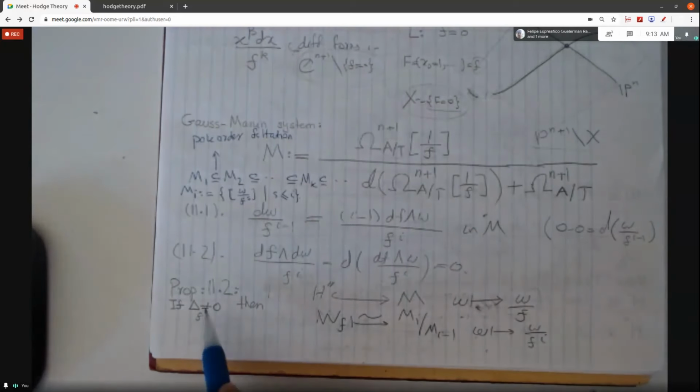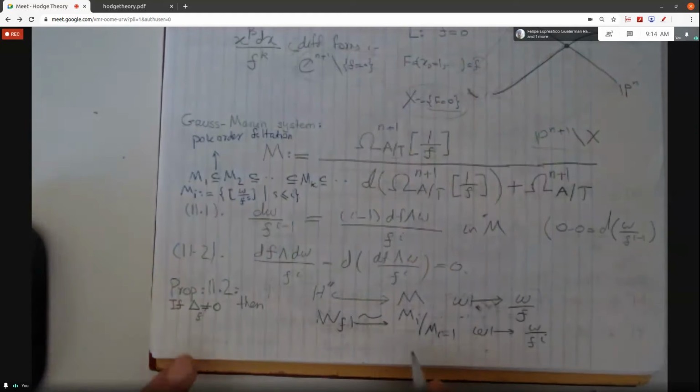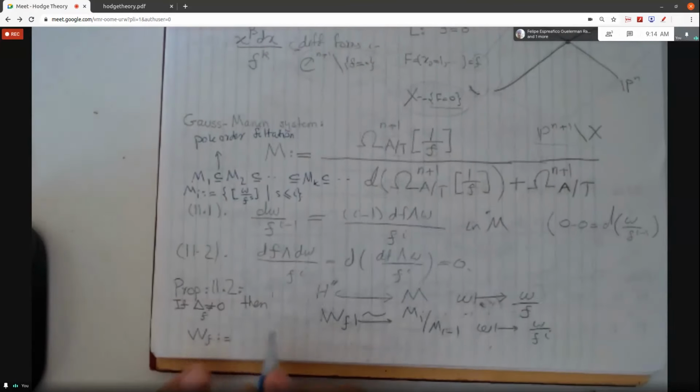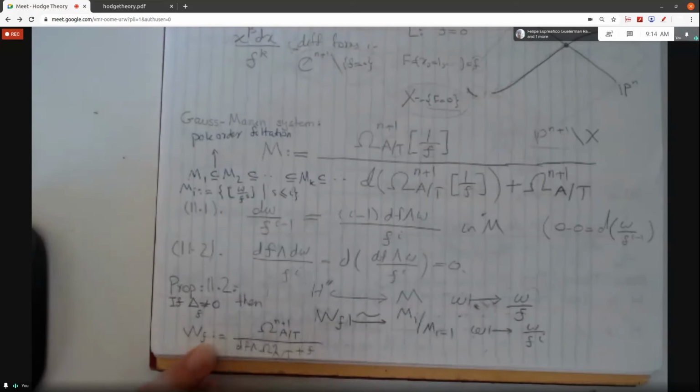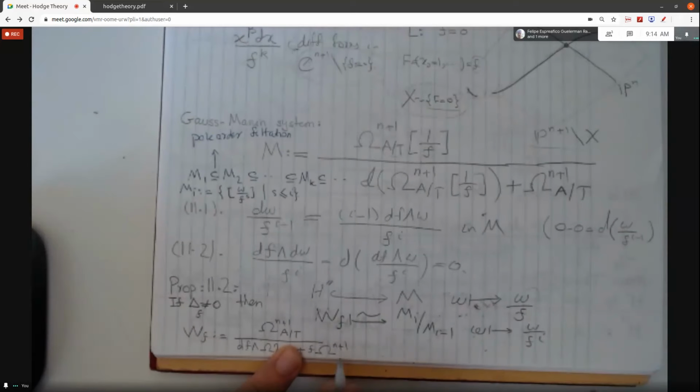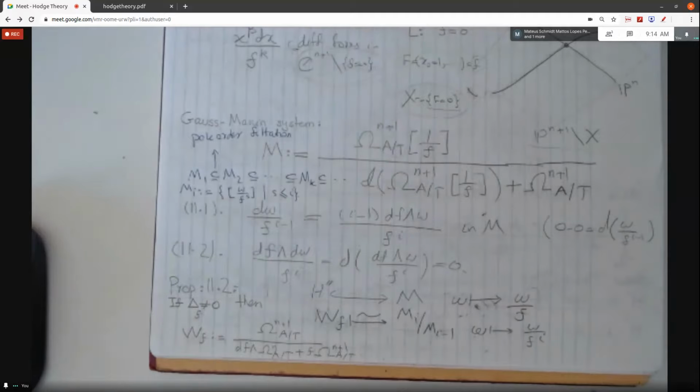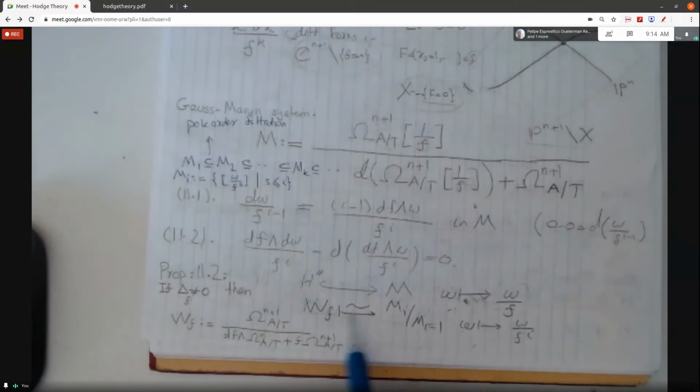And so the proposition: first of all, these maps are well defined, because at the end this is a quotient, this is a quotient. And remember that W_f was which quotient? It was omega^{n+1}, differential forms in, let's say, C^{n+1}, divided by df wedge omega^n and then a multiple of f. Okay, so first of all, these maps are well defined. This one, actually, we don't need the discriminant to be nonzero. But once the discriminant is not zero, we can prove that this is an embedding.